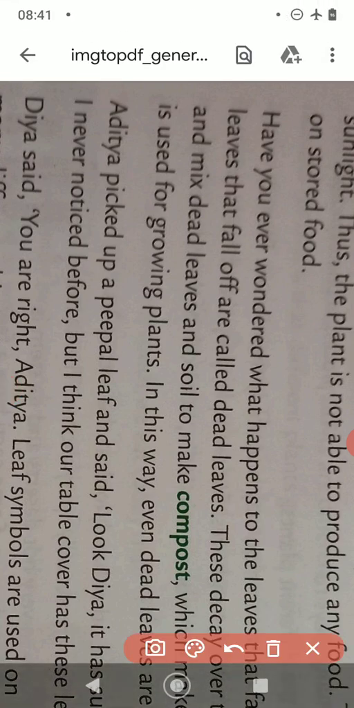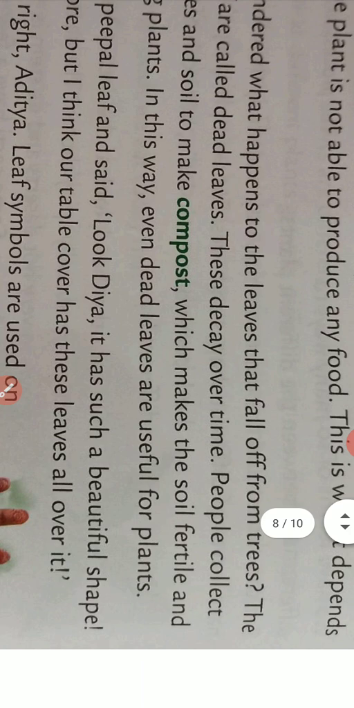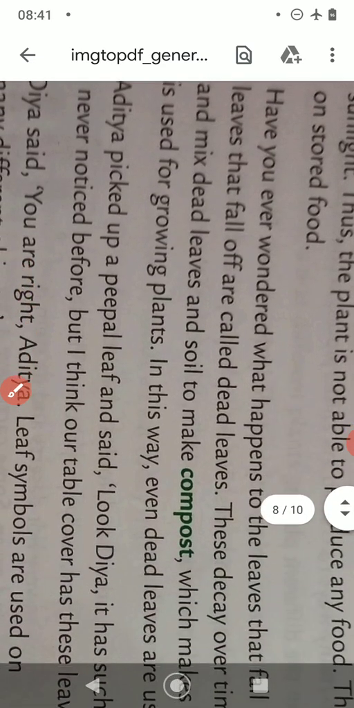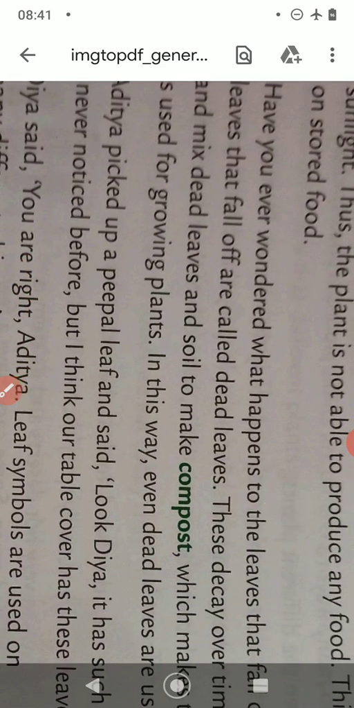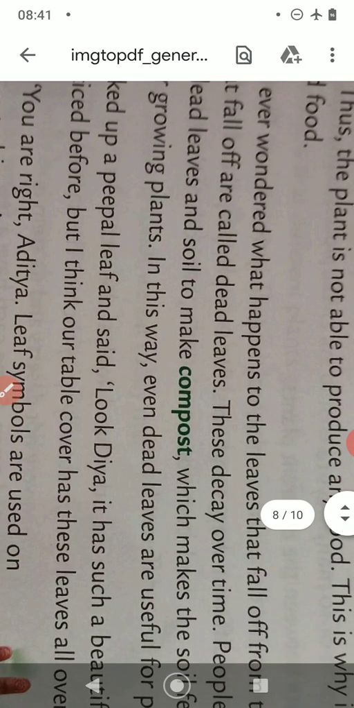Now please underline this word compost. Compost is a kind of natural fertilizer. So whenever the leaves fall off, they are called dead leaves, and when you mix these dead leaves with the soil, they become compost, which makes the soil fertile. Compost makes the soil fertile and is used for growing plants. In this way, even dead leaves are useful for plants, isn't it?